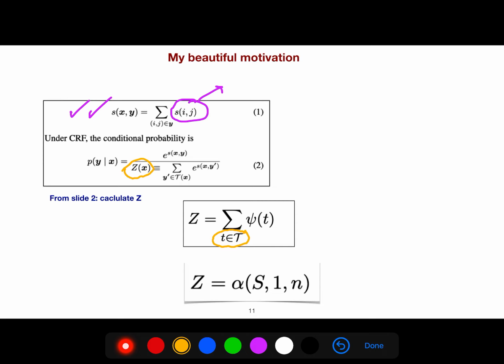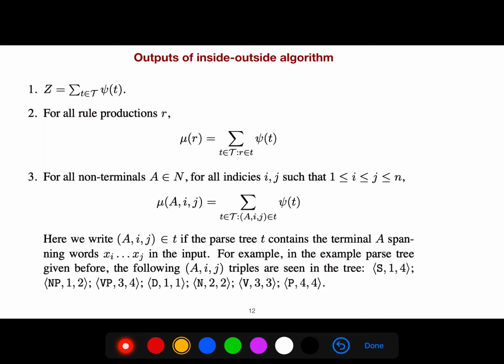So that's why we need to be more clever and use dynamic programming, which is the most beautiful part of computer science, indeed. And if we just calculate the alpha of S from span 1 to n, then we are done. Then we can calculate this Z, which is the denominator of this, and then we can calculate this, and the CRF parsing is done for constituency parsing. So the outputs of the inside-outside algorithm are like this.